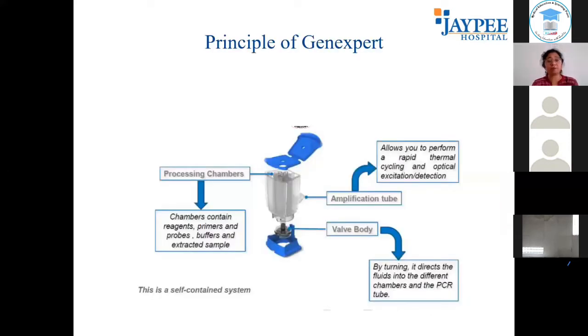And now the GeneXpert, which we all, I think, use for tuberculosis, we've been using for years, and it's a WHO recommended method. Again, it's a very microfluidic based system, very compact. There's a cartridge, there's a processing chamber. The chamber contains all your reagents, that is primers, probes, buffers, and whatever is required for the extraction process. Then there is the amplification tube, and the sample moves automatically.